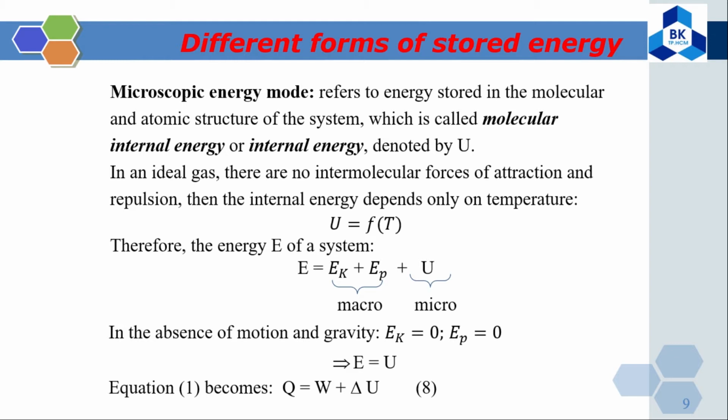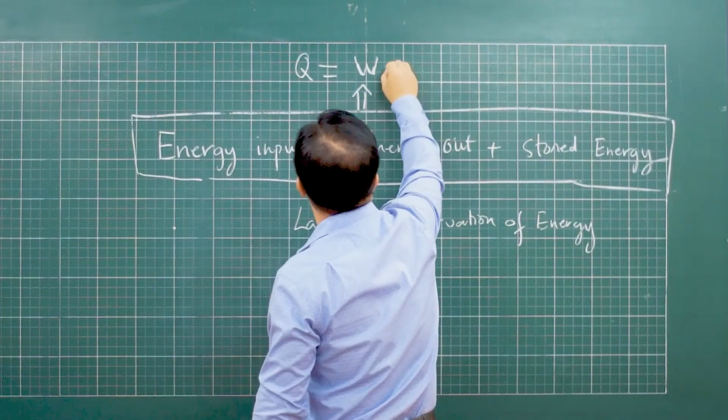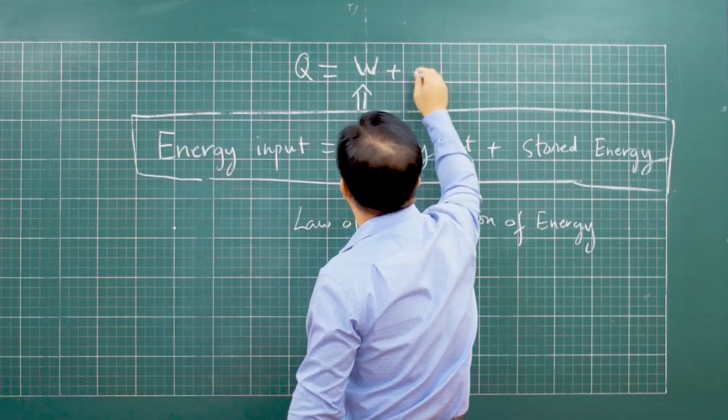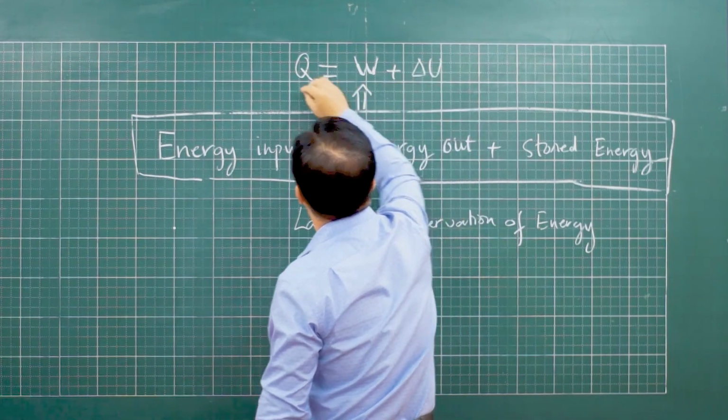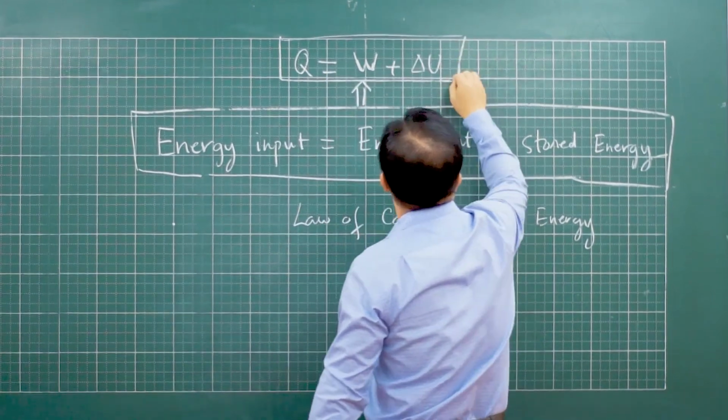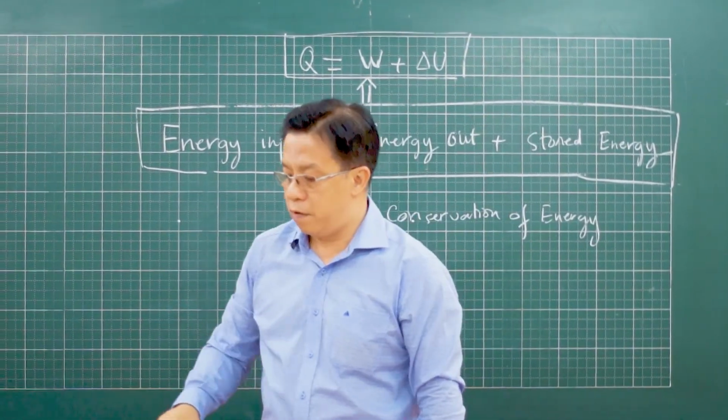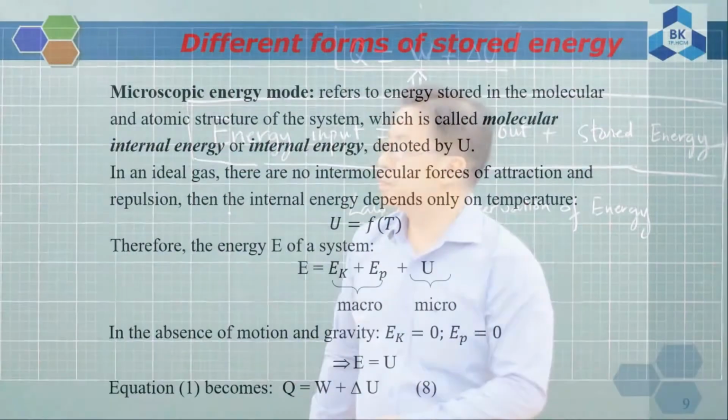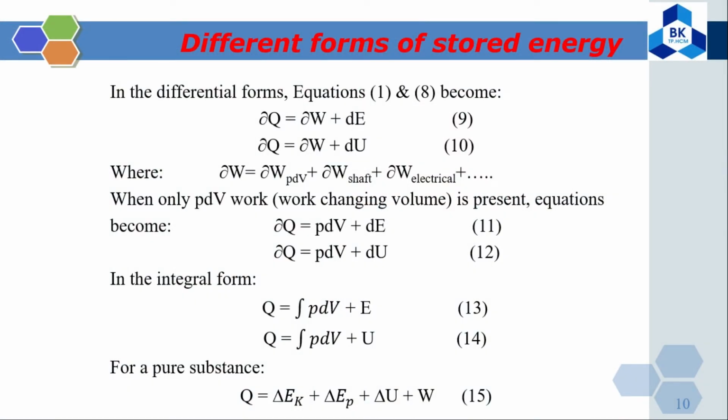So here, from the law of conservation, we write it down for thermodynamics: Q equal to W plus delta U. This is the formula for the first law of thermodynamics. In differential form, equation 1 and 8 become delta Q equal to delta W plus dE.